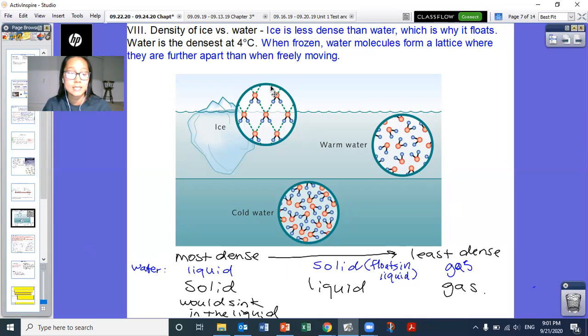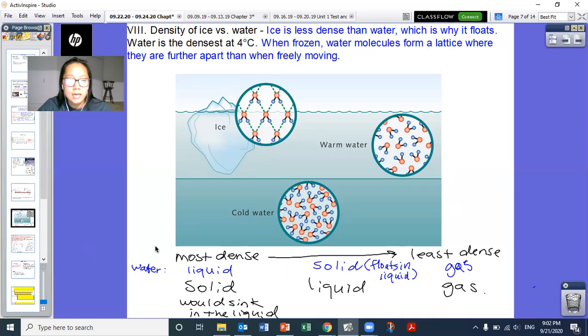So it's kind of important though, because in real life, when you think about a pond freezing over in the winter, if ice was actually more dense than water, then the ice would start forming and then fall to the bottom of the ocean and drag all life with it and drown everything that needed air to breathe, right? So it's actually beneficial to things in nature that ice is less dense than water and it floats on top.